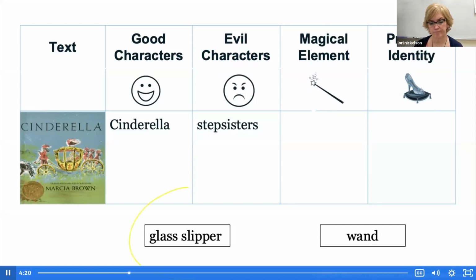Now, take a look at the two boxes you see at the bottom of the screen. You'll see the words glass slipper in one box and wand in the other. You are going to sort these two elements into the chart as well. Let's take a look at the glass slipper first. Hmm. Where does the glass slipper belong on our chart? In other words, is it a magical element or proof of identity?